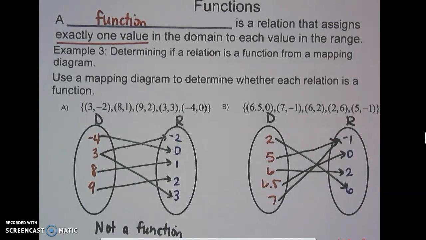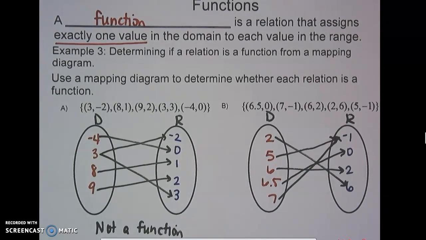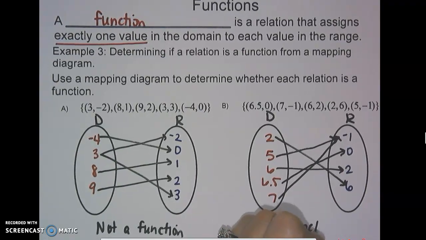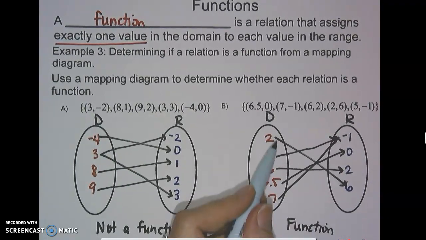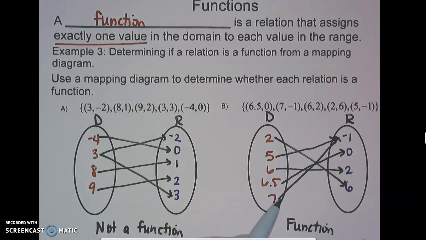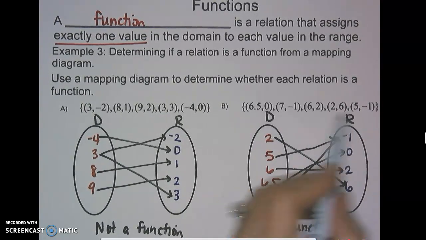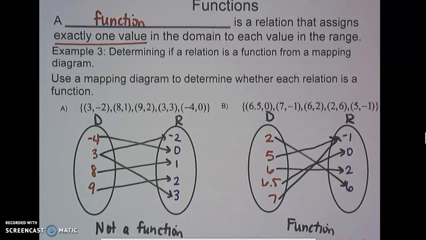So remember, we're looking for the x's to be repeating in this process. And so 2 only goes to one place, 5 goes to one place, 6 goes to one place, 6.5 goes to one place, and 7 goes to one place. So this would be a function. You're looking for 2 arrows to be coming from a domain value, or you're looking at the x coordinates in the relation and saying, yes, they repeat, or no, they don't.